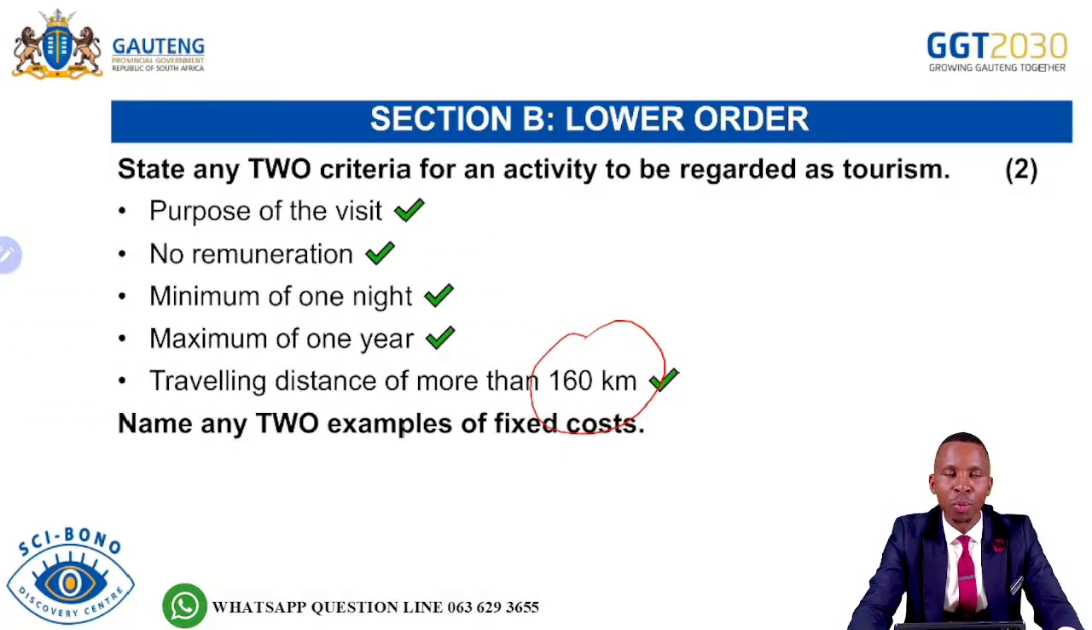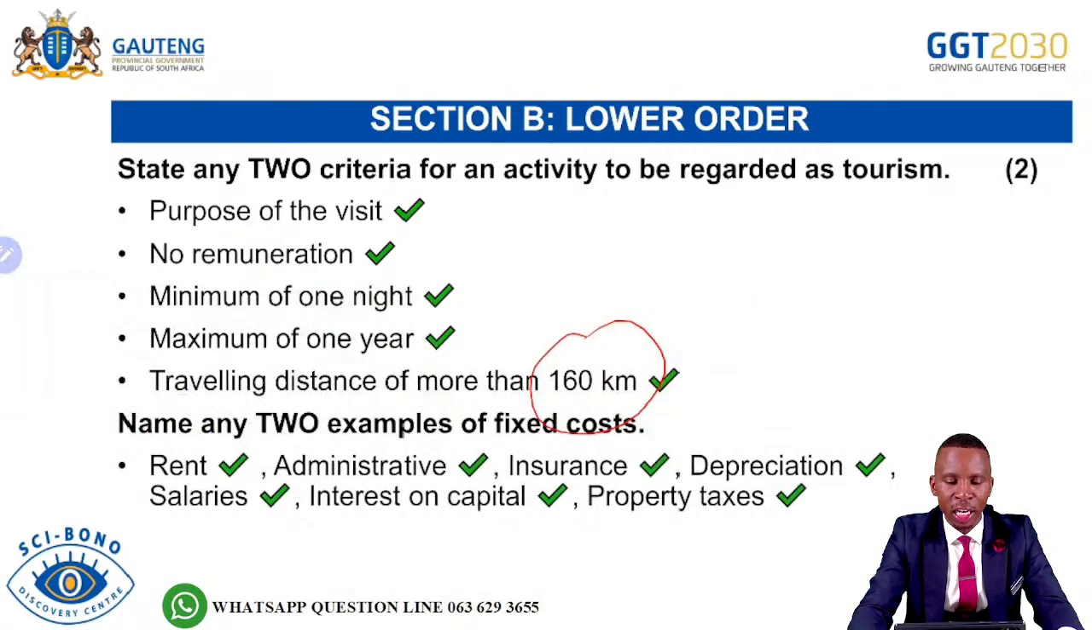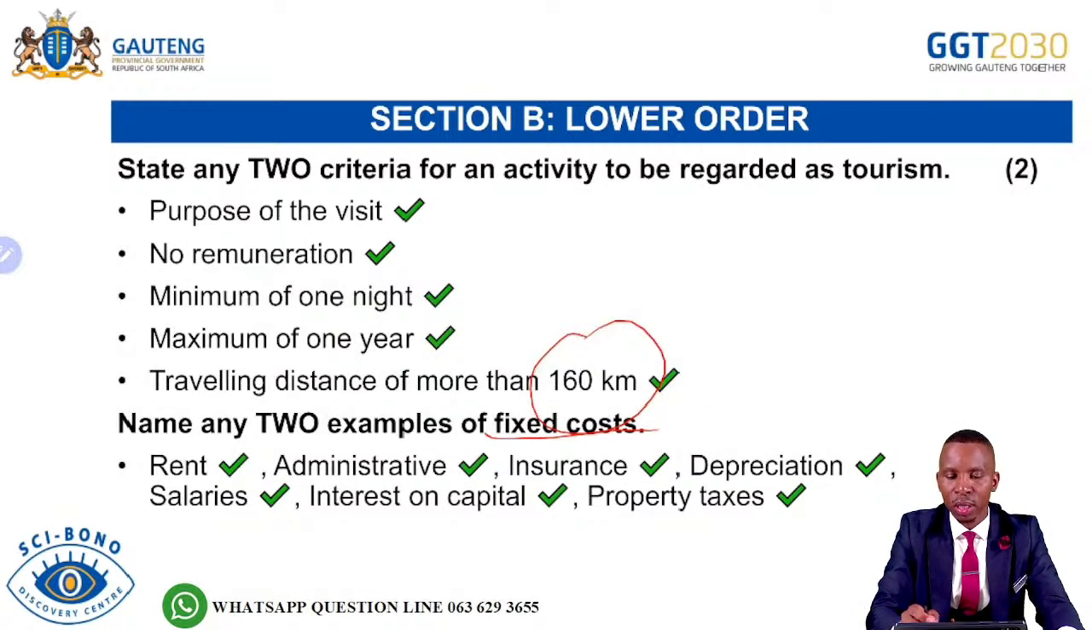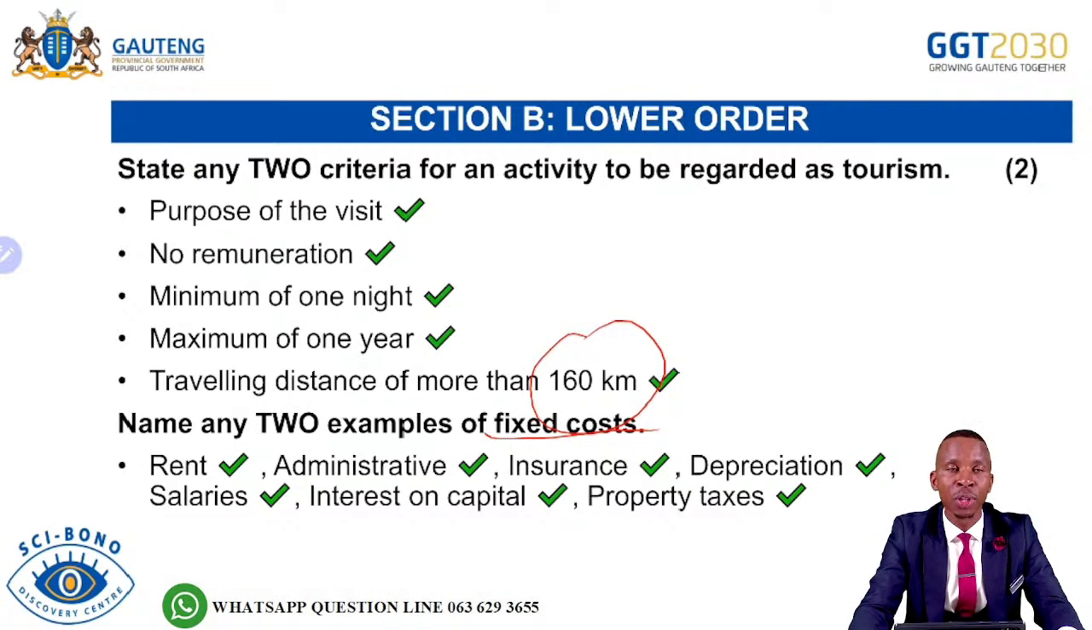Name any 2 examples of fixed cost. So examples can be the rent, administrative cost, insurance, depreciation, salaries, interest on capital, property taxes. So with this given to you now, fixed cost, then you must be able to define fixed costs to say these are costs that do not vary or change with the output. So as in now, it comes with the lower order, but you should be able to develop it further as you define the fixed cost. And you must also be able to answer any critical question in the higher order that can come in for the fixed cost.